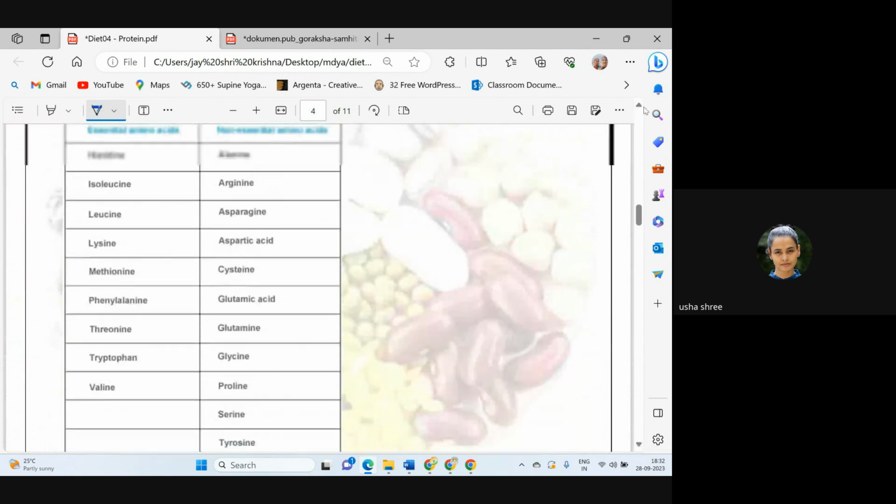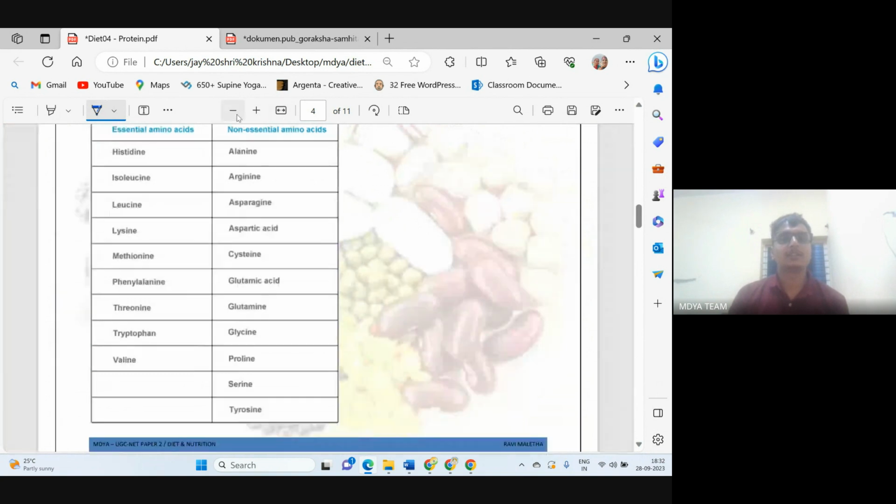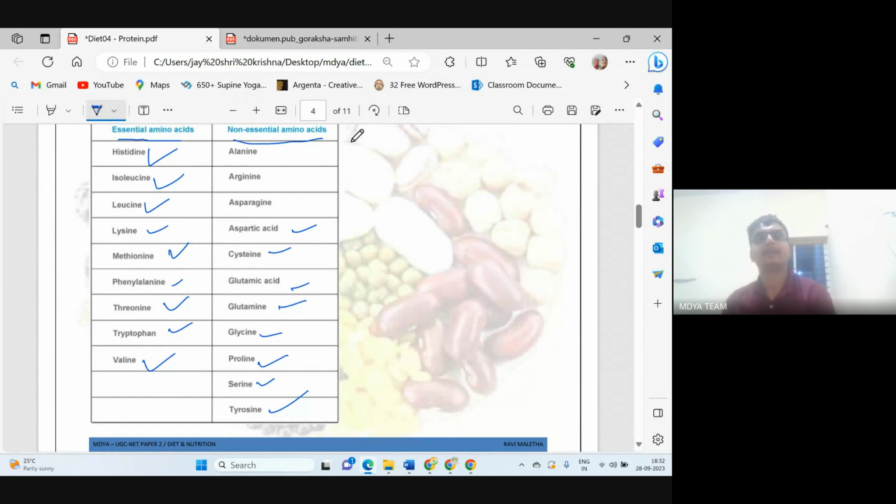So this is the list of essential amino acids and non-essential amino acids. Non-essential amino acids are alanine, arginine, asparagine, aspartic acid, cysteine, glutamic acid, glutamine, glycine, proline, serine, tyrosine. Essential amino acids are histidine, isoleucine, leucine, lysine, methionine, phenylalanine, threonine, tryptophan, and valine. So please remember the names of all these amino acids.